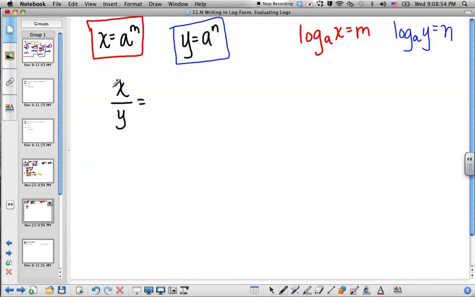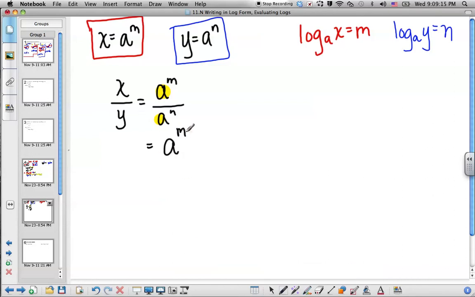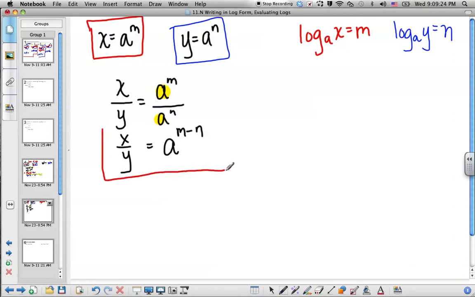Well, we can substitute in what we know for x. X is just a to the m, and my y value being a to the n. And what happens then when you have the same base and you are dividing exponents? Yep, you got it. It's a to the m minus n. So that's x divided by y. And now from this, we can go ahead and write this in log form.